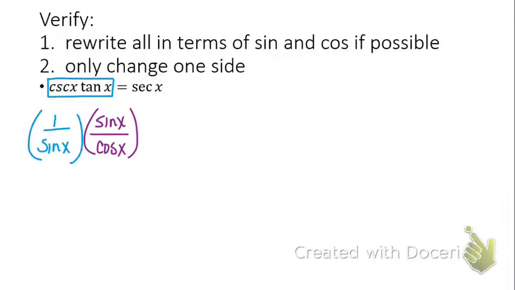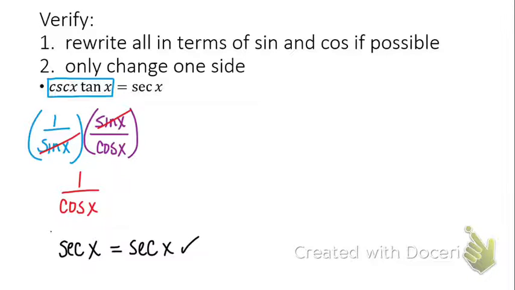The second thing is I would need to see 1 over cosine, because that's what you have when you multiply it. And 1 over cosine is the same as secant. So secant equals secant. So we had to verify. They told us that it was going to equal secant, and we had to verify by showing how it would equal secant. All right, let's do one that's a little bit harder.